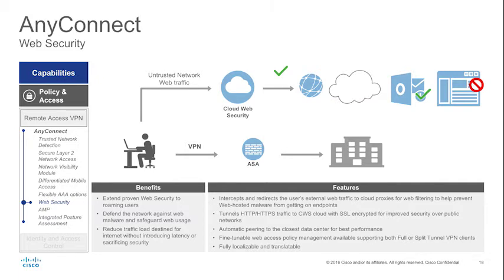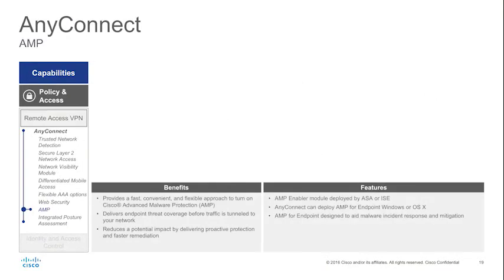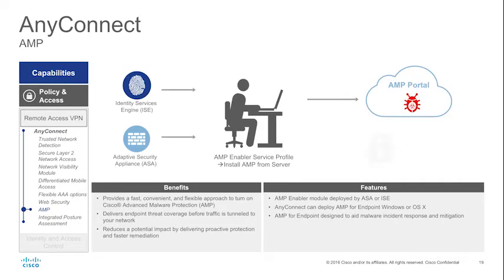And then there's AMP, an integration with one of Cisco's advanced threat protections that extends threat protection to remote endpoints. Cisco AnyConnect extends threat protection to remote endpoints through integration with AMP, which you will learn about in greater depth in Module T6. You can easily launch AMP from AnyConnect and deliver endpoint protection before your traffic is tunneled to access your network.